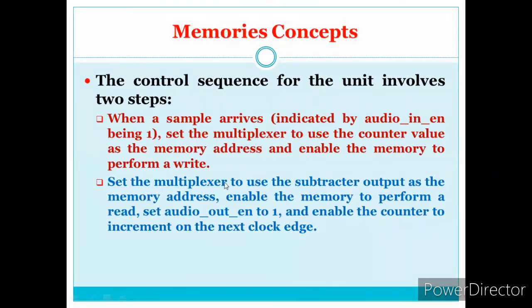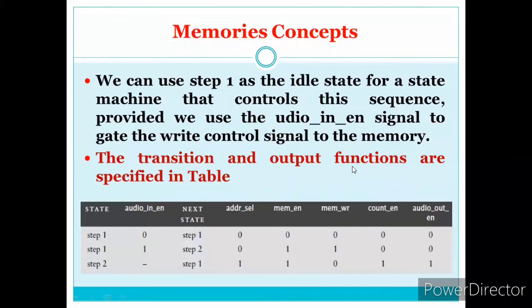Now we just explained the control sequence with the help of sentences. Now let us see with the help of a table there. That is about finite state machine. So we can use step 1 as the idle state for the state machine that controls this sequence, provided we use the audio in enable signal to get the write control signal to the memory. Either it decides the write operation with the help of audio input or the read operation depending on the audio output. So this is a transition table what we have.